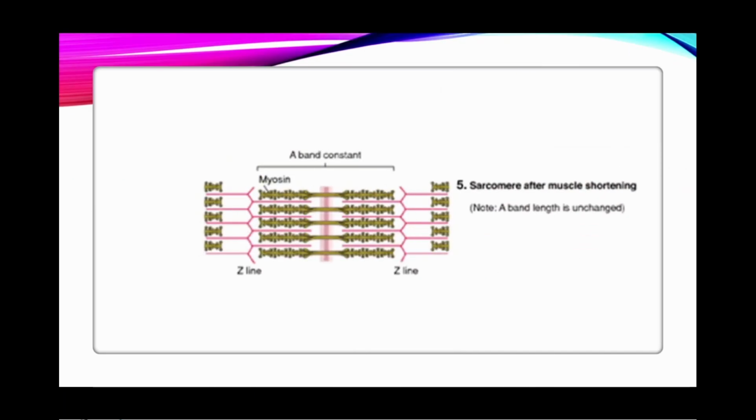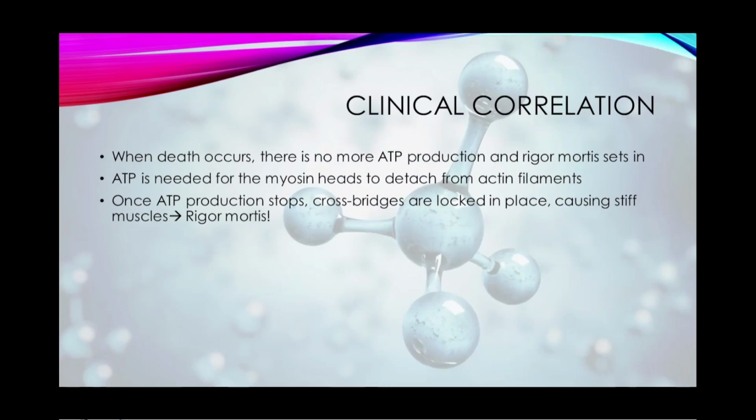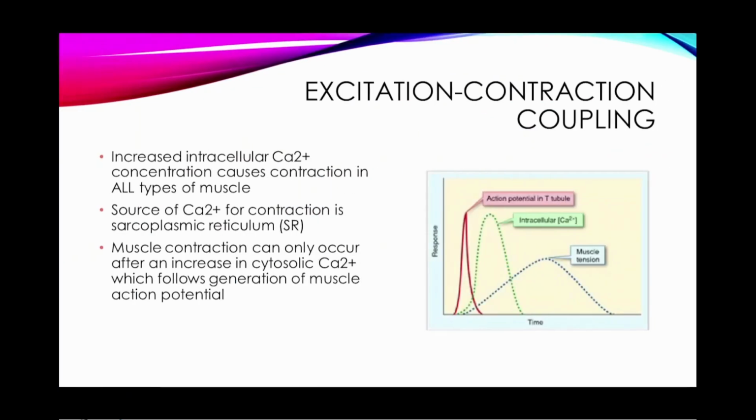Okay, and then after sarcomere, after muscle shortening, remember the Z lines come together due to the contraction occurring. And we talked about rigor mortis already, so there you go. Okay, this last little bit, and then we'll stop here for a break.